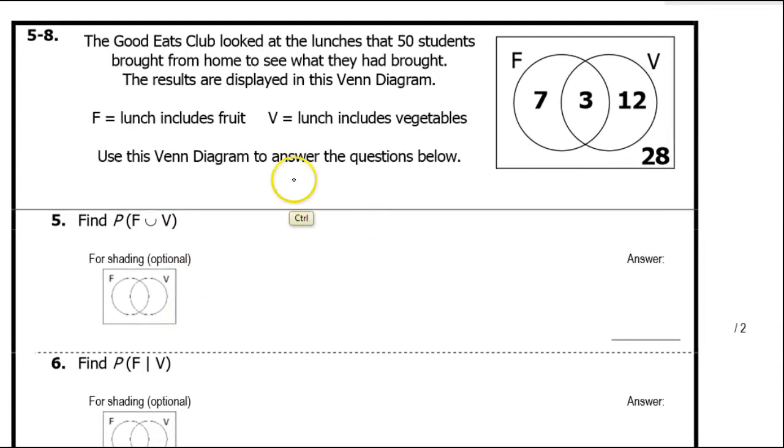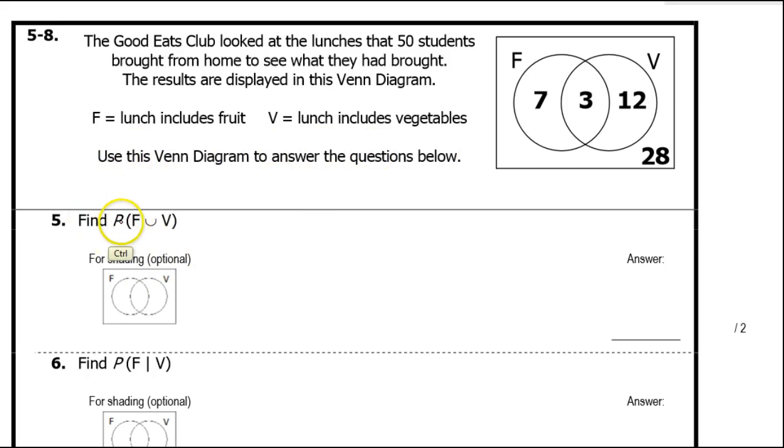Okay, we've got a little Venn diagram here. The Good Eats Club looked at the lunches that 50 students brought from home to see what they had brought. The results are displayed in this Venn diagram. F equals the lunch included fruit. V, the lunch includes vegetables. Use this Venn diagram to answer the questions below.